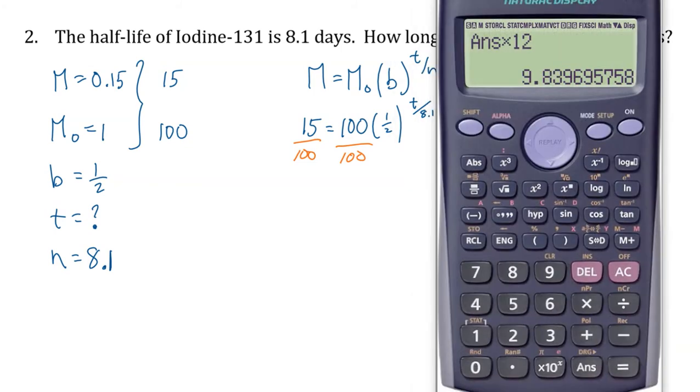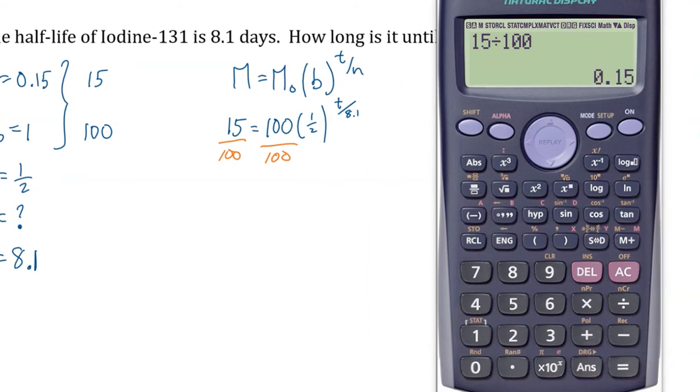And 15 divided by 100 is 0.15. Well, look at that. Now I just have the step that we would have started at if we had used the other numbers. So see what I mean? It saves you a step.